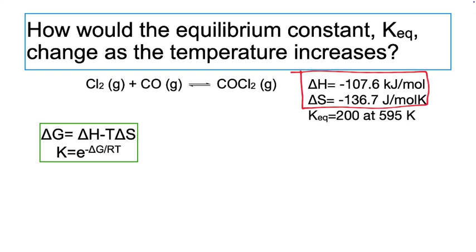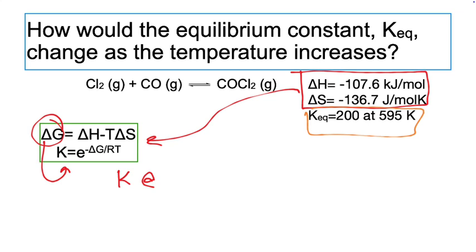Red box, when are those numbers valid? Those are our 298 Kelvin values. And this is it changing. So what you're being asked to do is use these values to determine delta G. Once you know delta G, what can you do? Yeah. Plug in and solve for K at 298.